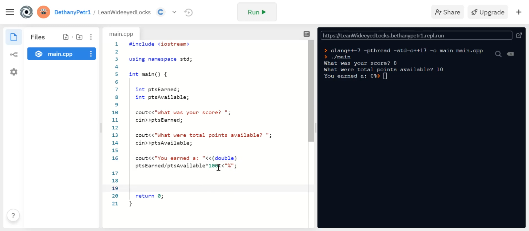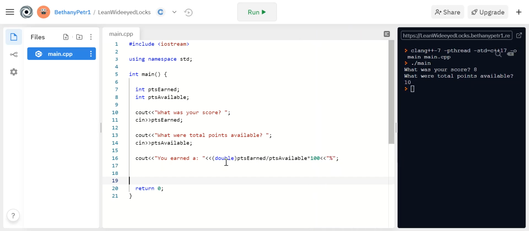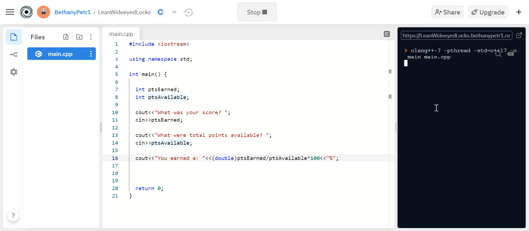So I'm going to stretch this over so you can see this, because it's applying this typecast onto this variable, and that's saying, I know you're an integer. That's fine. I don't want to change the type of the variable. But for this moment during this calculation, compiler, please pretend that this is a decimal number so that your answer gets type promoted and comes out as a decimal. So let's see if it worked. Okay, so 8 out of 10, 80%.